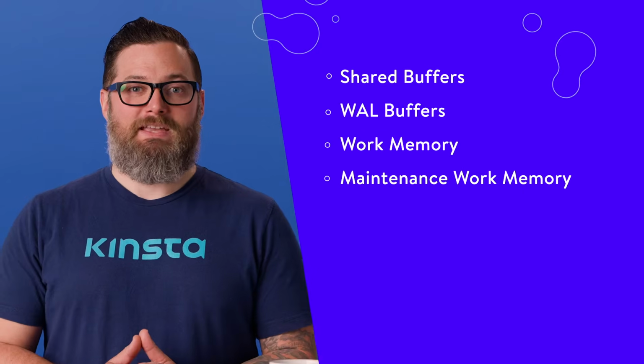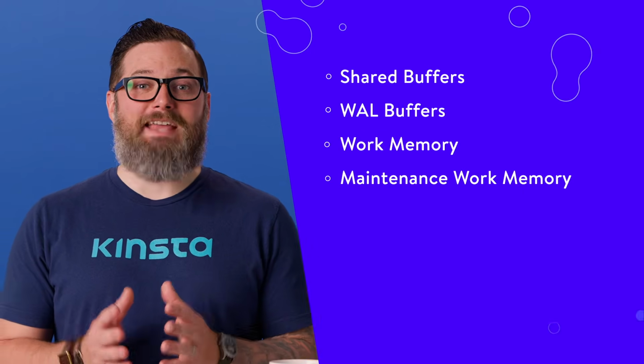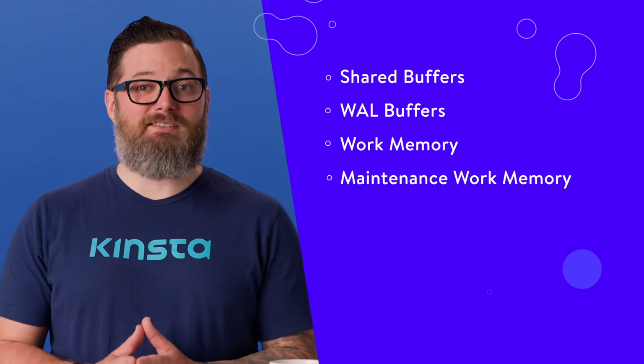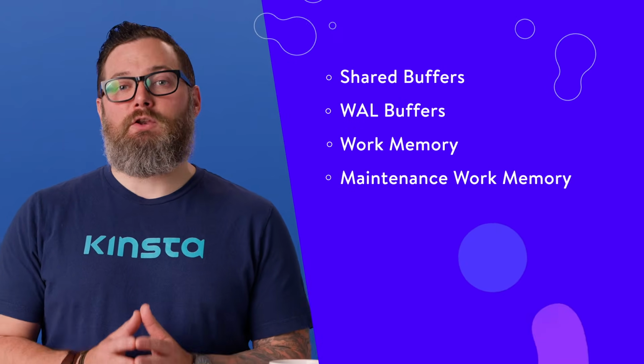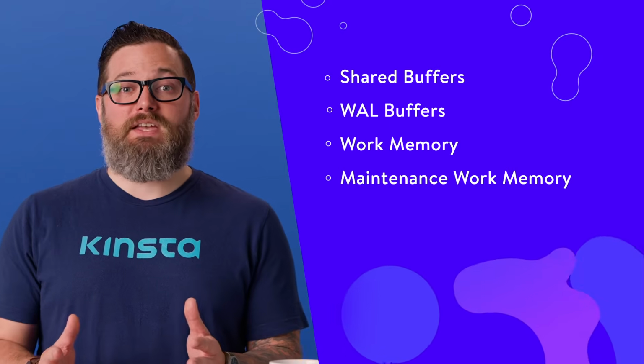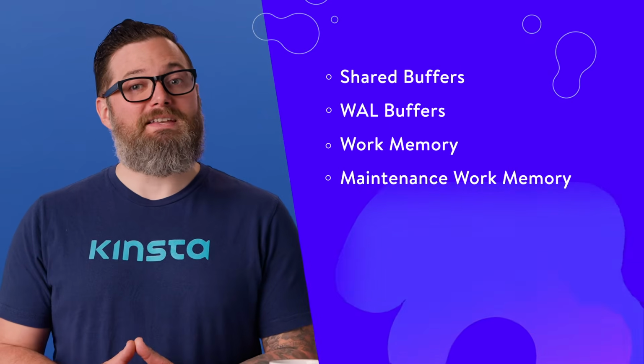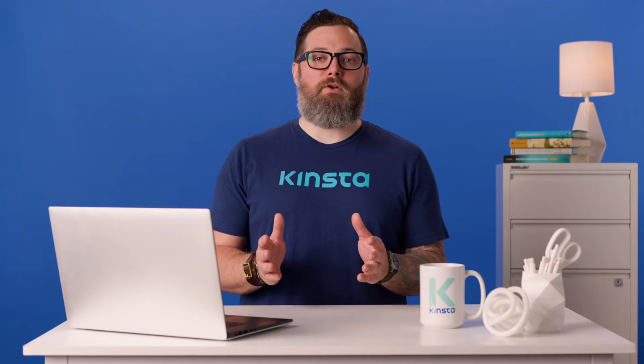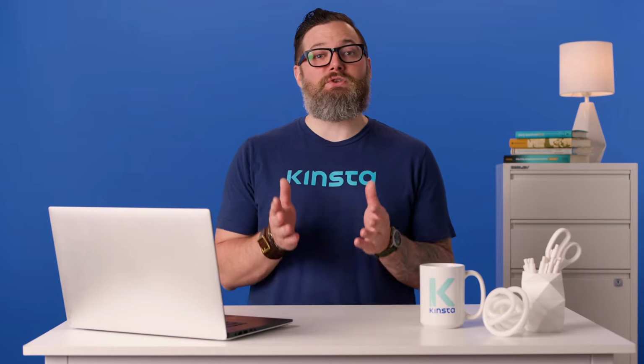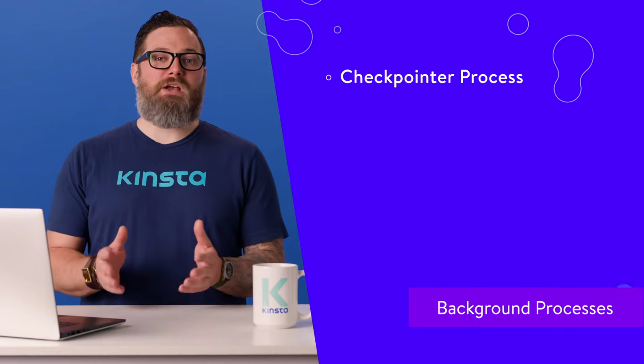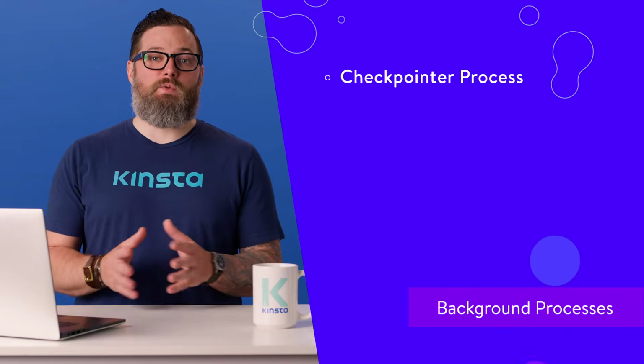Maintenance work memory. This memory slot is used for database operations such as analyze, vacuum, alter table, and create index. The default setting from version 9.4 onwards is 64 megabytes. Each background process is integral and performs the unique function to manage the server. Checkpoint process. When a checkpoint occurs, the dirty buffer is written on the file.